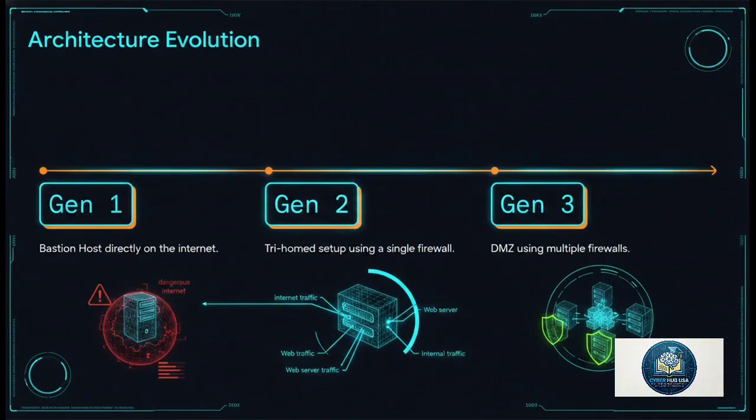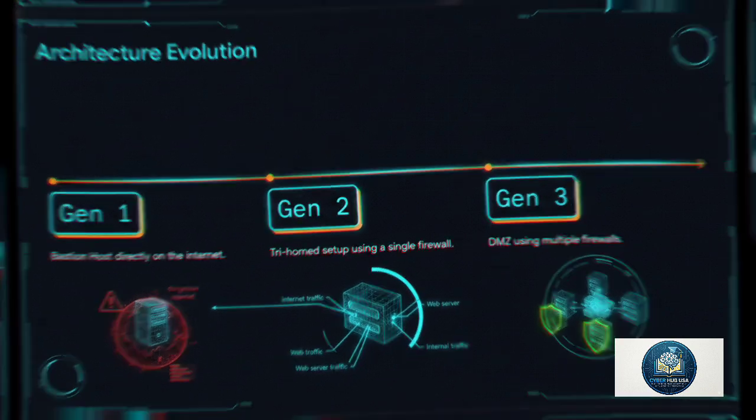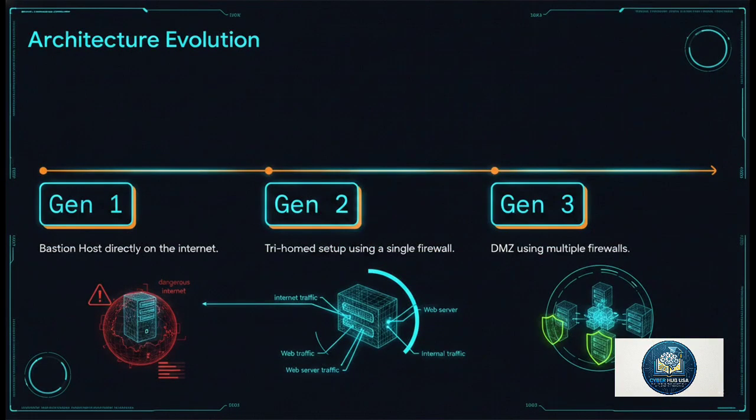If we trace the historical timeline of network architecture, I gotta say it started out a bit recklessly. Back in the early internet days, people used a bastion host. They simply put their web server directly on the dangerous open internet just to keep it away from their internal network. It was basically the digital equivalent of leaving your front door wide open in the 90s. Highly exposed, definitely not recommended.